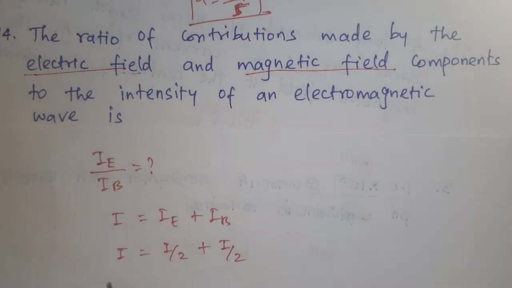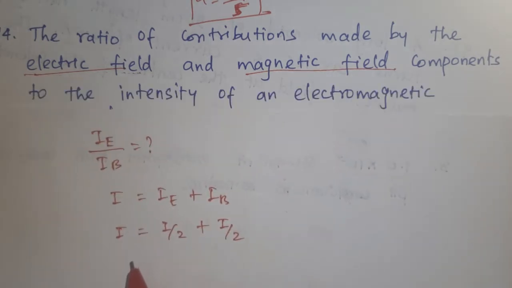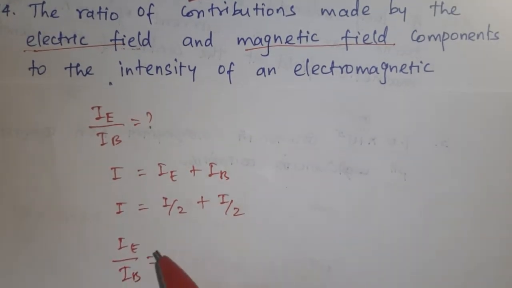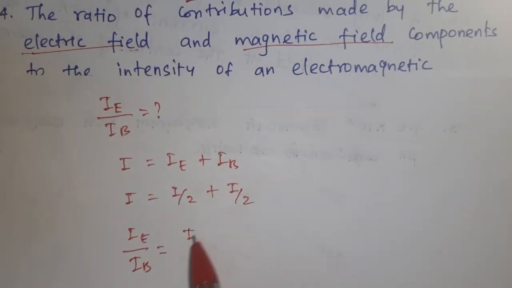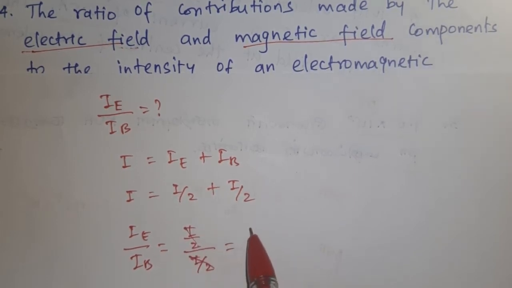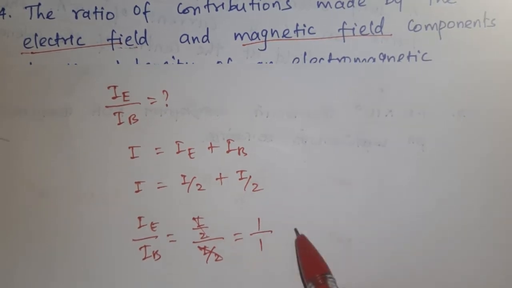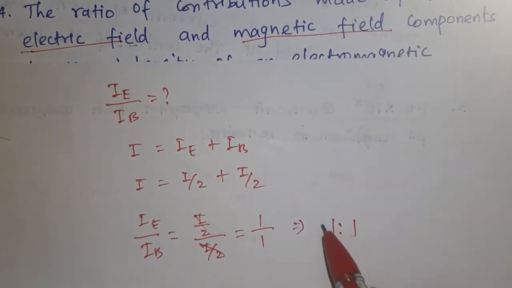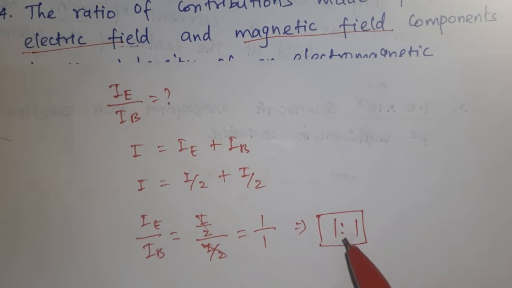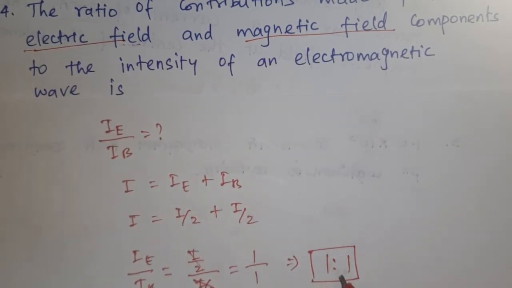Now we are going to find the ratio. So IE by IB is equal to IE value I by 2, IB value I by 2. So this I by 2 is going to be cancelled. So the answer is 1 by 1. So you can say the ratio is 1:1. This is the ratio of the contributions made by the electric field and magnetic field to the intensity of the electromagnetic wave.